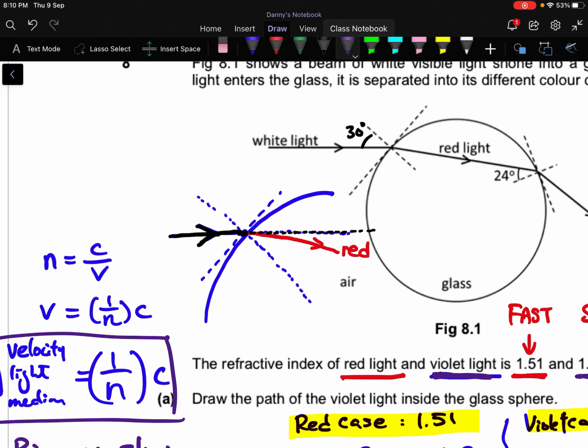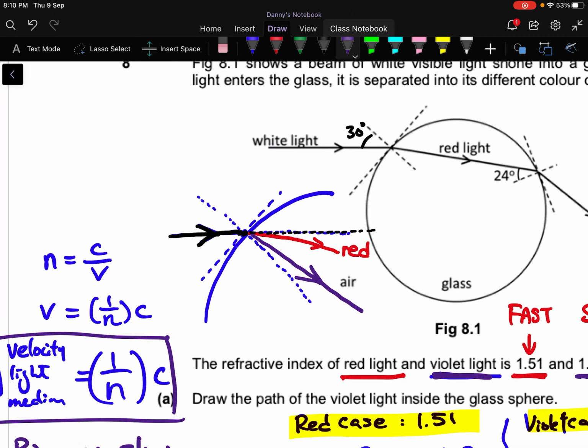So what does this mean? This means that the light that gets slowed down more will bend further away. So this is the elegant way of doing it by understanding. Just by understanding that the violet light will slow down more, I would know that it will deviate more.